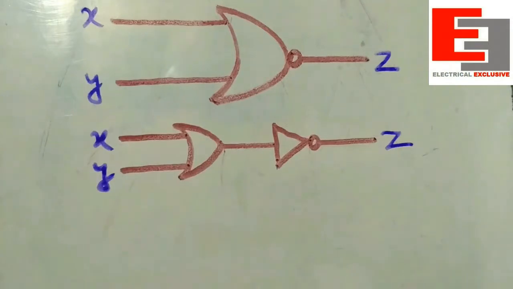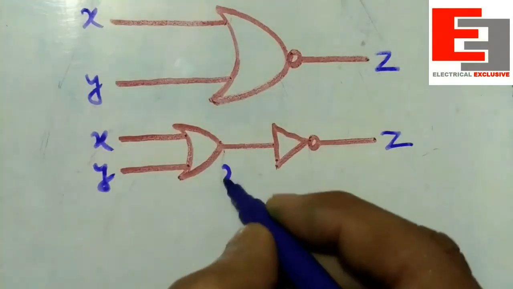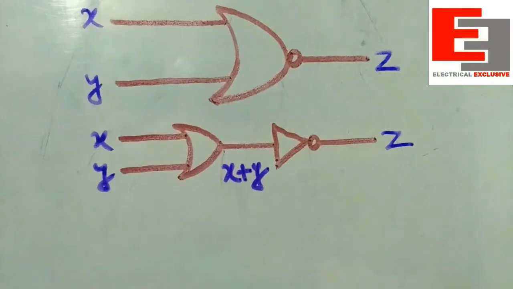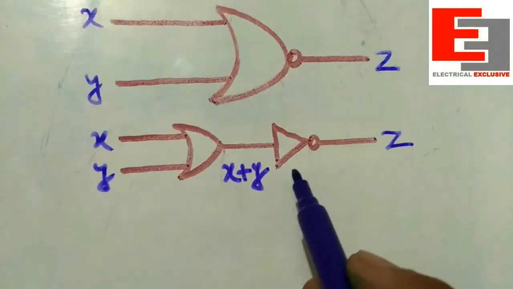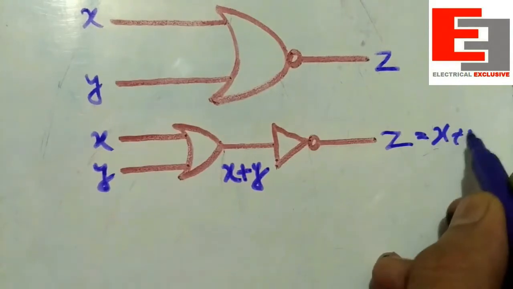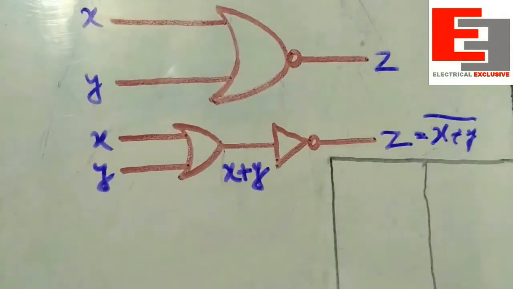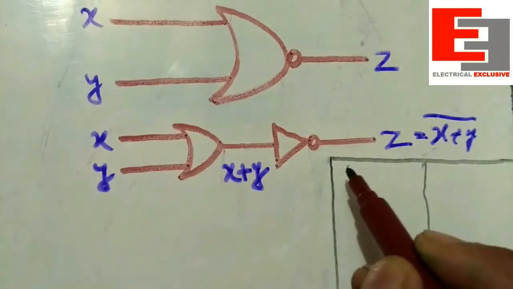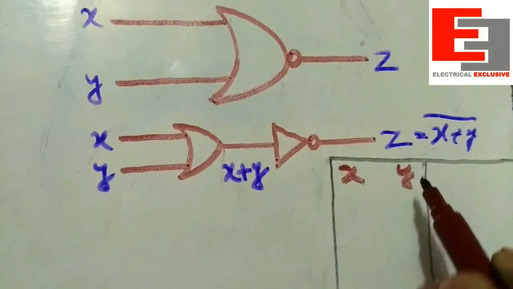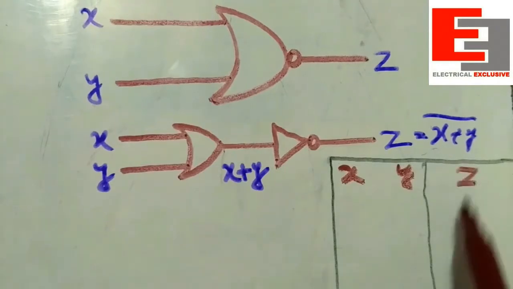As we know, the output of the OR gate is simply the summation of the two inputs. That's why over here we shall get a signal X plus Y, which will be inverted by this NOT gate, and it becomes (X plus Y) bar. So let's go for the truth table. On the left hand column we shall register the inputs X and Y. On the right hand column we shall register the output, which is Z.